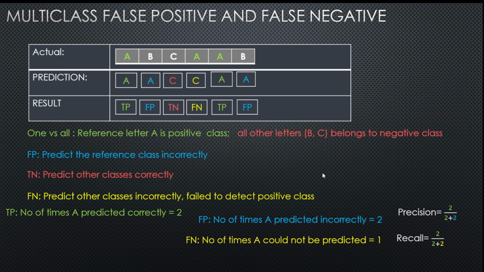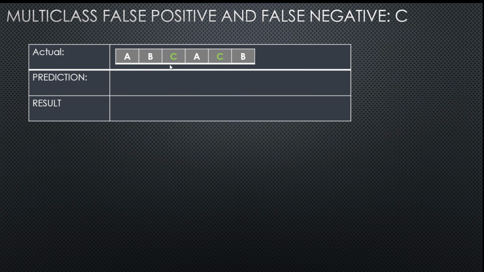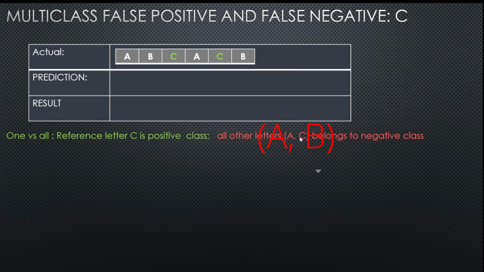Let's do it once more for when the class is C. There will be something new here, so let's understand that as well. What is happening here is that your C class becomes positive and all other classes with respect to the reference class C become negative, which is A, and this is a typo, this should be B. All other letters, which are A and B in this case, are negative and C is the positive. Fair enough. So what we see here is that A predicted, we know this is a true negative, correct?